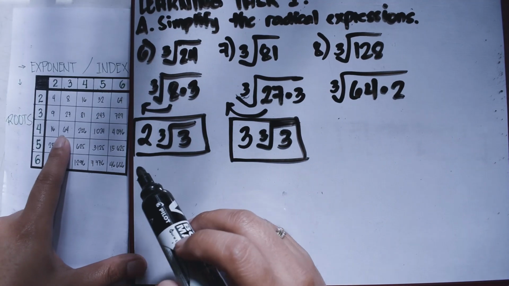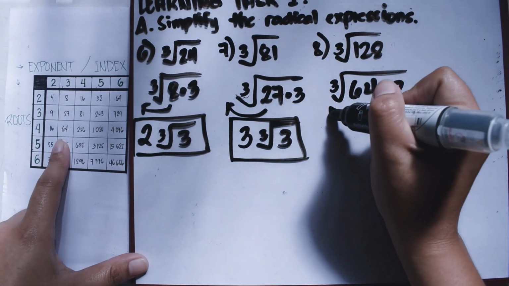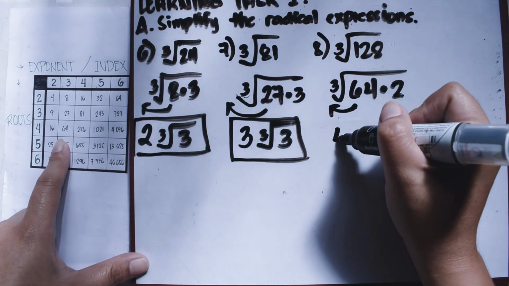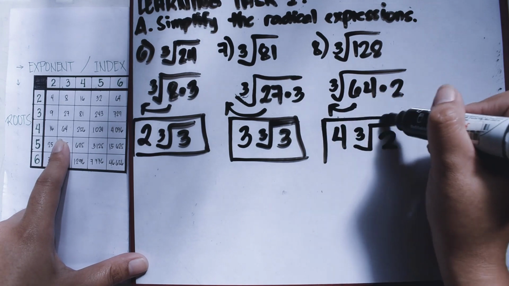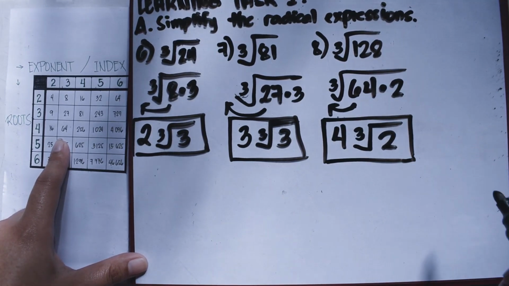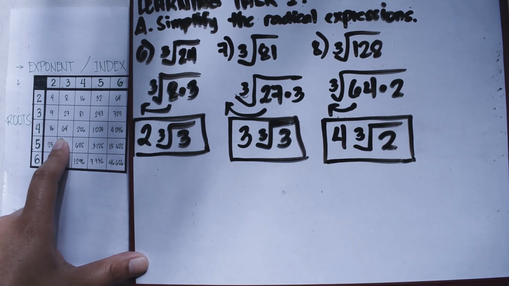Now, what is the cube root of 64? So, sa ating table, ang kanyang root ay, ayun. So, we have 4. So, pag inilabas ko to, kinuha ko yung cube root niya, the answer will be 4. And then, matitira sa loob is si 2. So, cube root of 2. Ito na po ang final answer sa number 8. We have 4 cube root of 2. Kasi 4 times 4 times 4 is 64. So, siya po ay perfect cube.